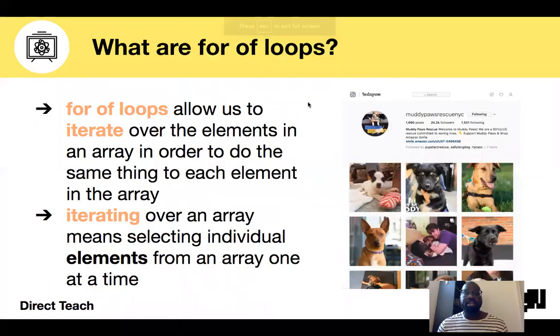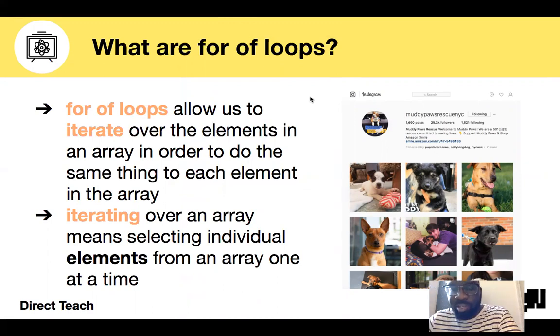Okay, welcome back. We're going to go over loops now. We're going to go over for of loops. For of loops allow us to iterate over elements in an array. So loop through the elements in an array and do the same thing to each element in an array. So iterating over an array means selecting individual elements from an array one at a time.